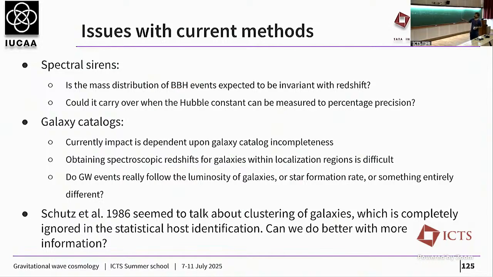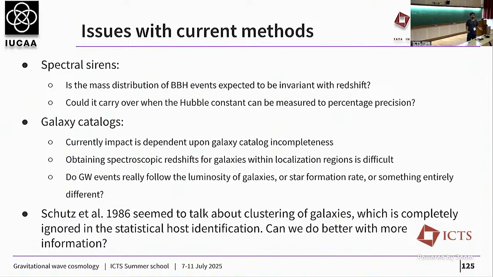You can always ask the question, is the mass distribution of BBH events or any of these compact binary coalescences expected to be invariant or not? I mean, who knows? And even if you put in a small bit of a variation, then that can systematically alter your values. So what do you do about this? Is it something that is tenable in the future as you go to better and better precision or not?